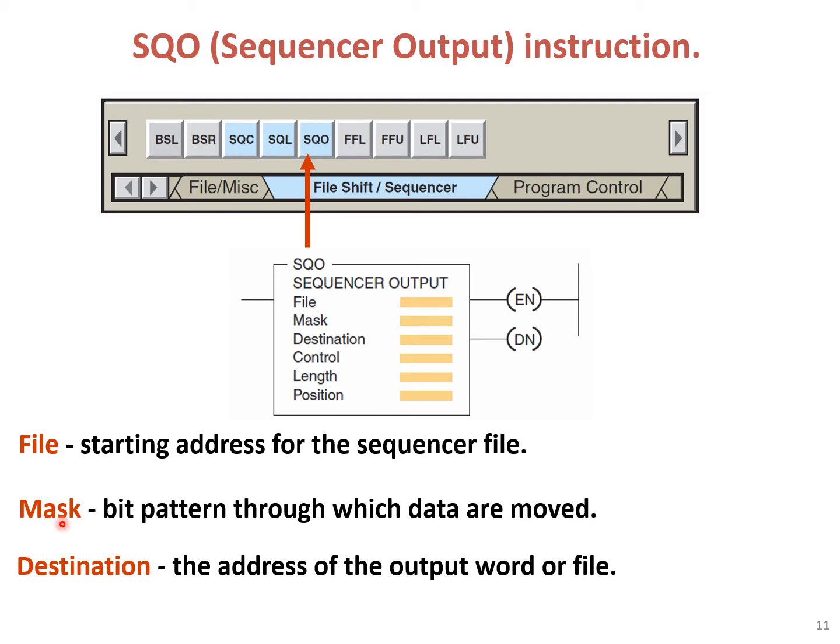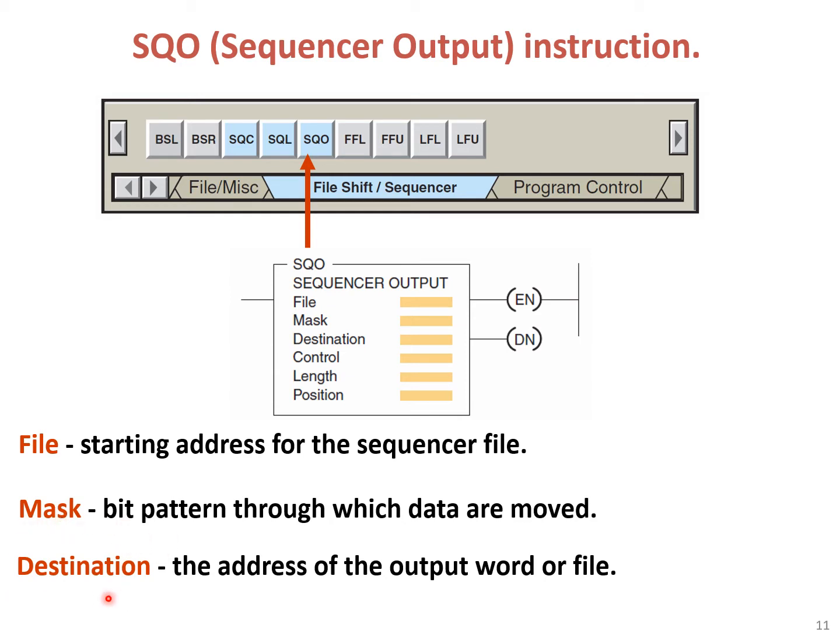So mask is kind of like a filter that the file should go through. Sometimes we don't have access to the sequencer file and cannot easily change it, but we could easily change our mask. We'll discuss the mask. We have a couple of examples coming, and we'll see what the mask is exactly.